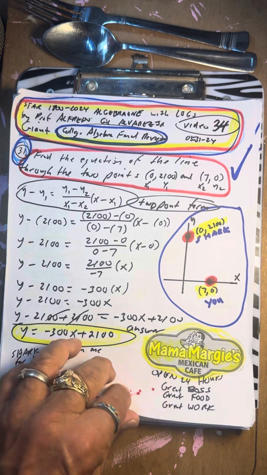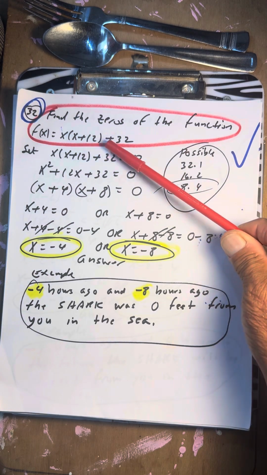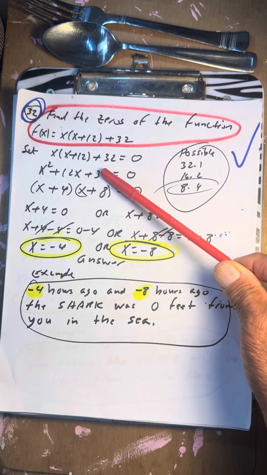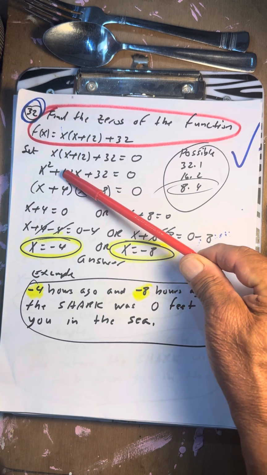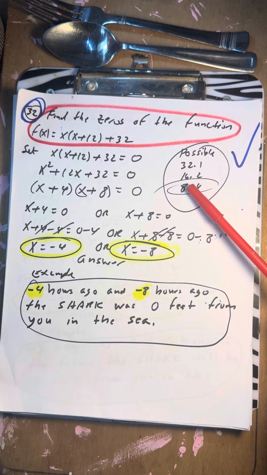All right, next question. Find the zeros of the function. All right, so set that equal to 0. Multiply this out. x squared plus 12x plus 32 equals this. And the possible numbers for 32 are 32 and 1, 16 and 2, 8 and 4.